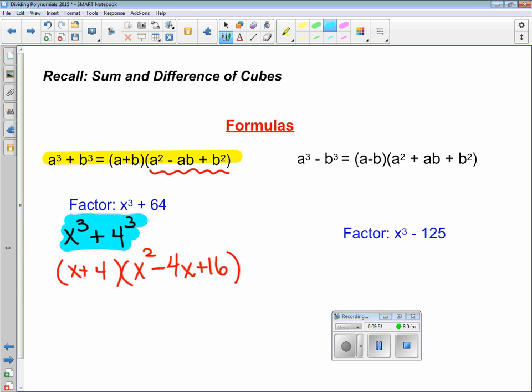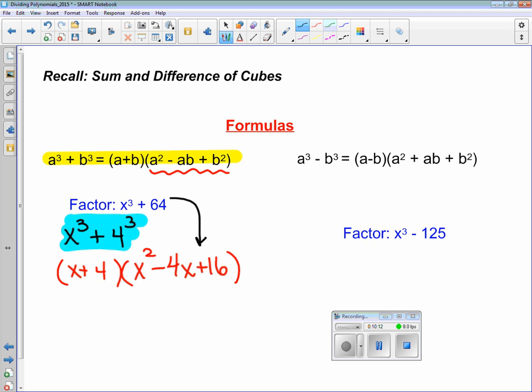So many of you want to go directly from here to here. The problem I have with that is if you miss the step I've highlighted in blue, then you really don't know what A and B are. And you end up getting really large numbers. You try to square 64 here. Remember that? That was a problem for some of us before break.